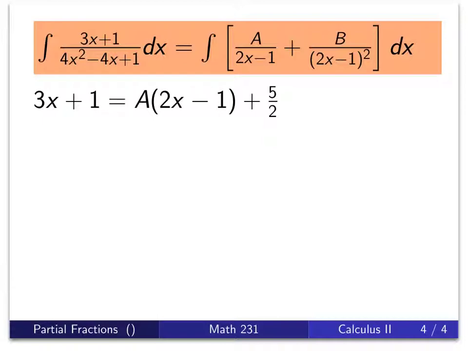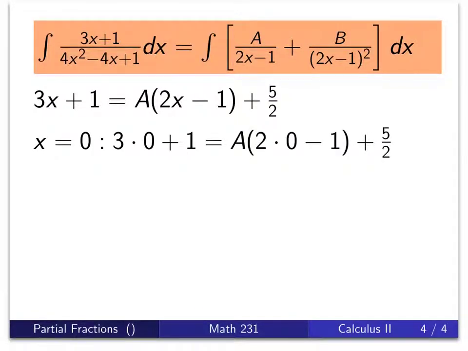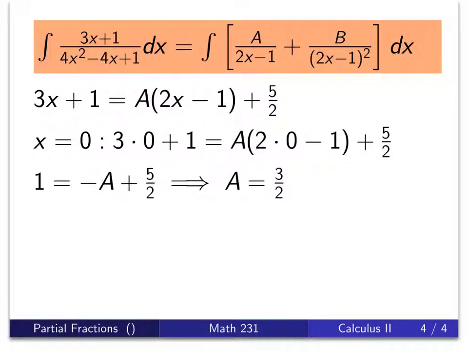The easiest x value, I think, to choose is 0. You can't always do that, but in this case we can. If x is equal to 0, we get 3 times 0 plus 1 is going to be A times 2 times 0 minus 1, so that's going to be negative 1, plus 5 halves. So 1 is equal to the opposite of A plus 5 halves. If you subtract 5 halves from both sides, we get negative 3 halves on the left side, and multiply through by negative 1 to make it positive A, we get A equals 3 halves.